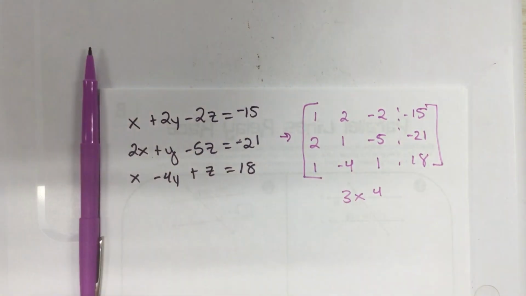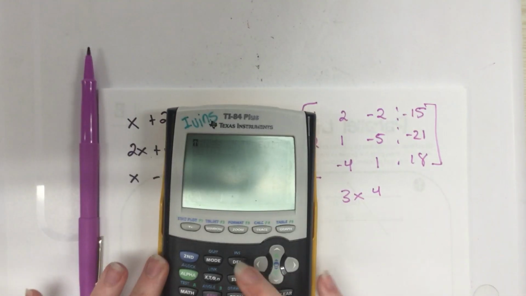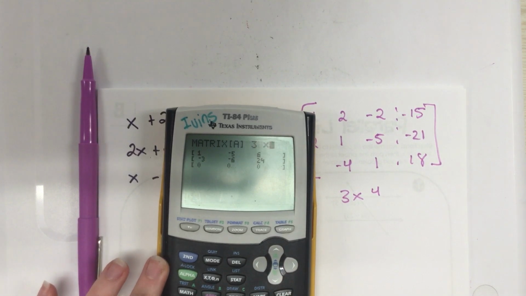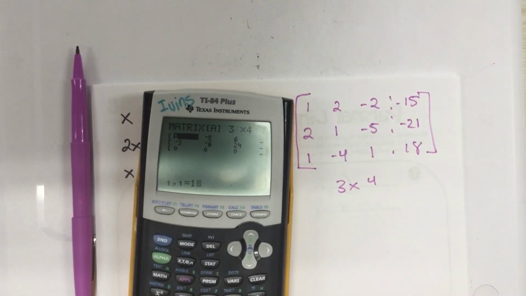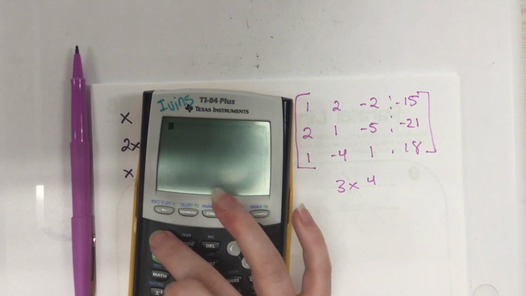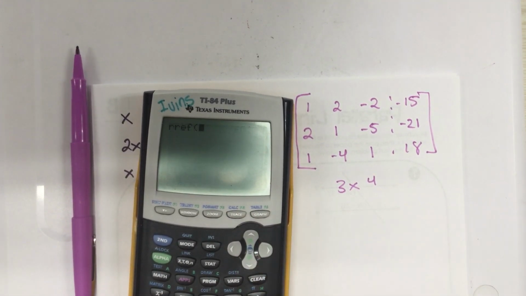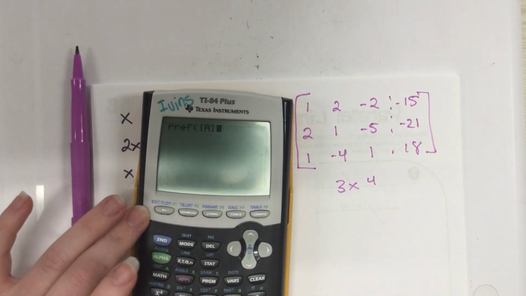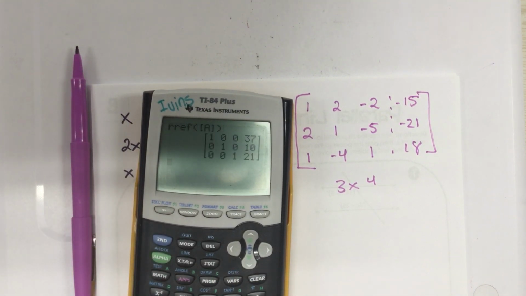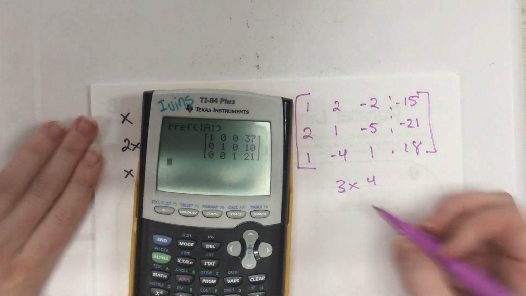So I'm going to go ahead and type this in my calculator. Second matrix, edit, 3 by 4. And I'm going to type it all in. 1, 2, negative 2, negative 15, 2, 1, negative 5, negative 21, 1, negative 4, 1, 18. Second quit. And I just want to go ahead and find the reduced row echelon form of the matrix I just typed in, and I have my answer right there.